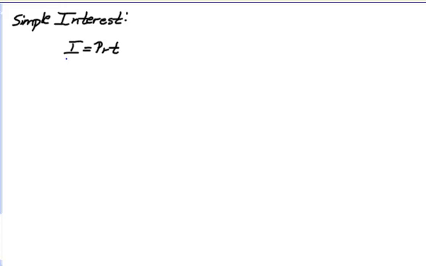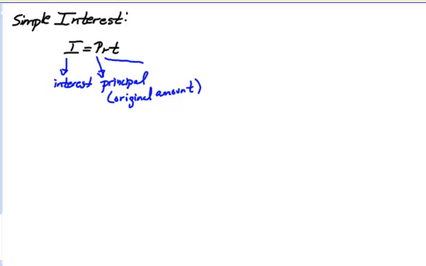I is interest. P is principal, or the original amount, is how you can think of it. R stands for the rate, and T stands for time.